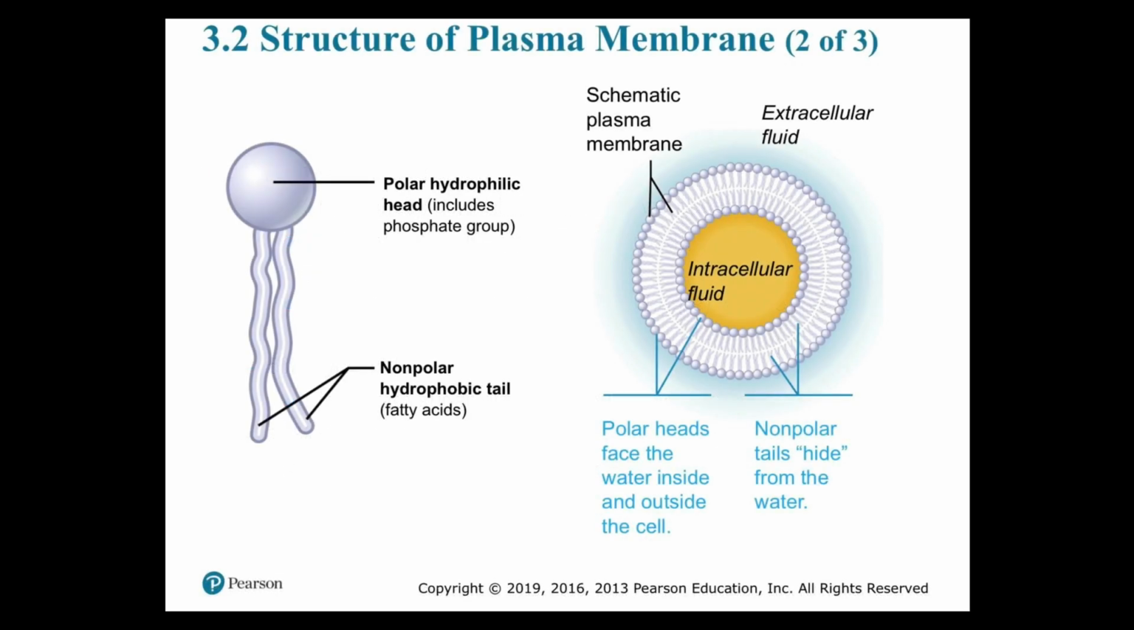On the left, so this section 3.2, structure of plasma membrane. On the left, we can see the icon for a phospholipid. So it's made up of two major components: the polar hydrophilic head, which includes the phosphate group, which is negatively charged, if you remember, and so that's why it's polar, and the nonpolar hydrophobic tails, which is made up of the fatty acid component, the hydrocarbon component.